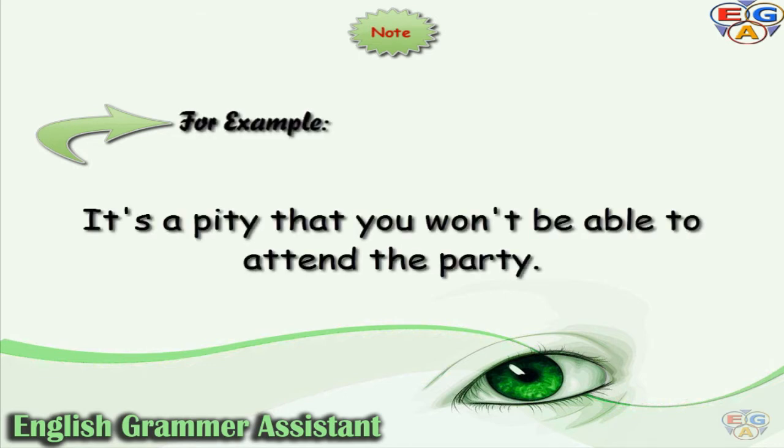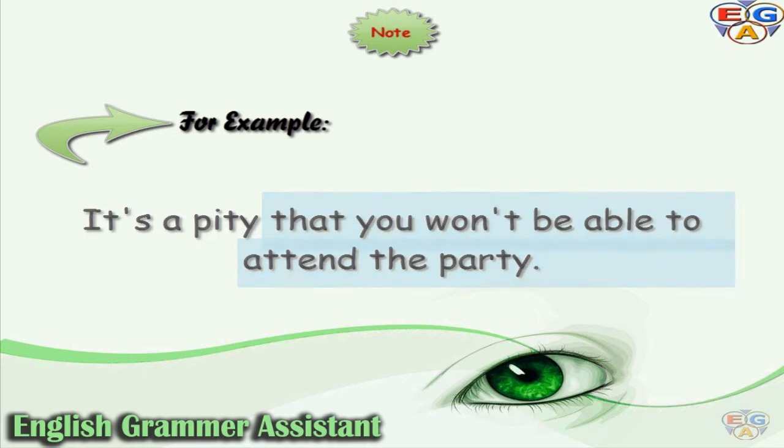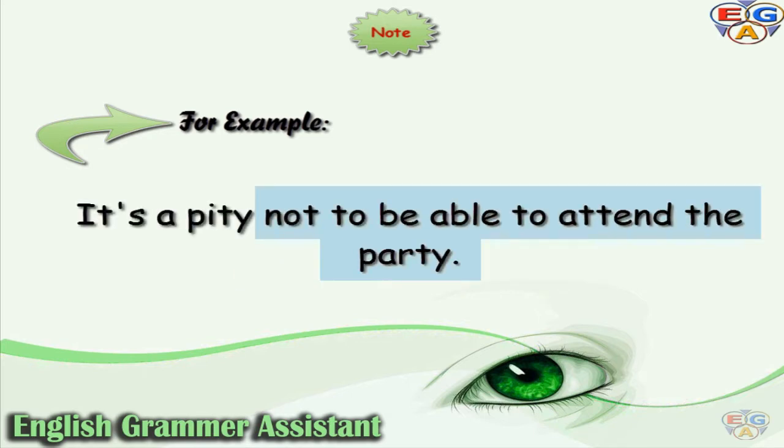For example, it's a pity that you won't be able to attend the party. The noun clause in this sentence acts as a complement of the noun, pity. The reduced form of this sentence is, it's a pity not to be able to attend the party.